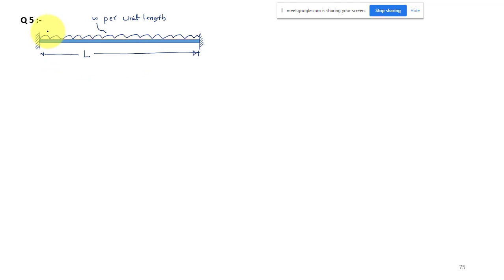So question number 5. We have a fixed beam subjected to a complete UDL, and the span length is L, with a uniform distributed load W per unit length. That is the intensity of loading on the beam. We have to find the collapse load.